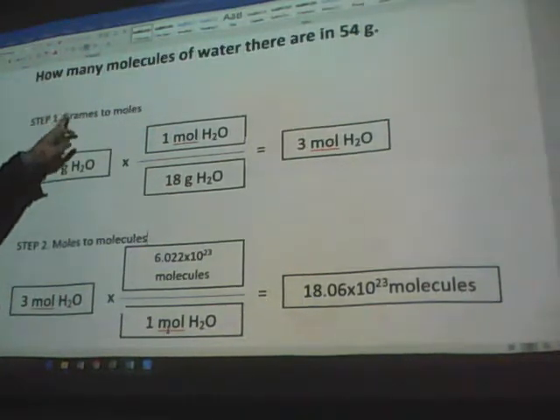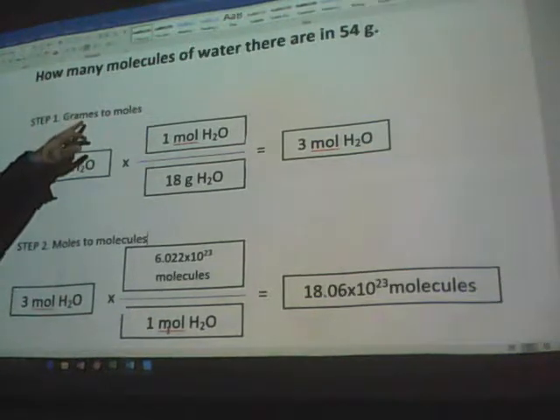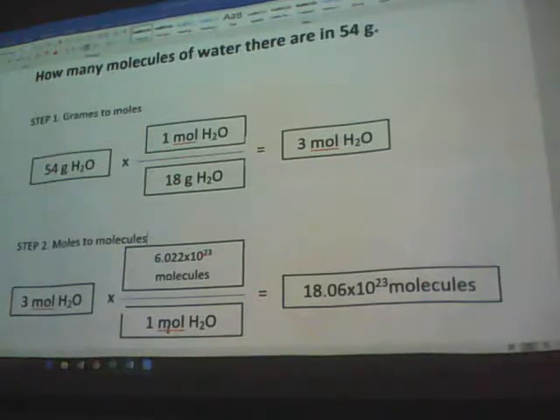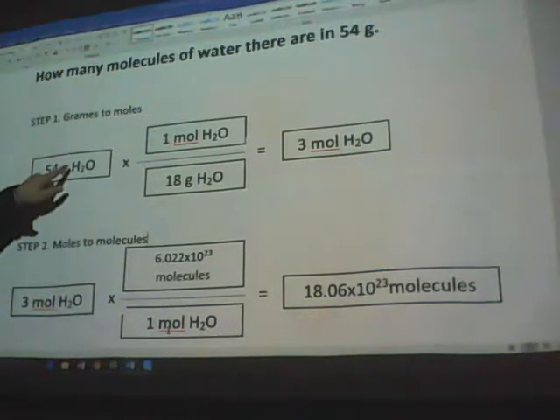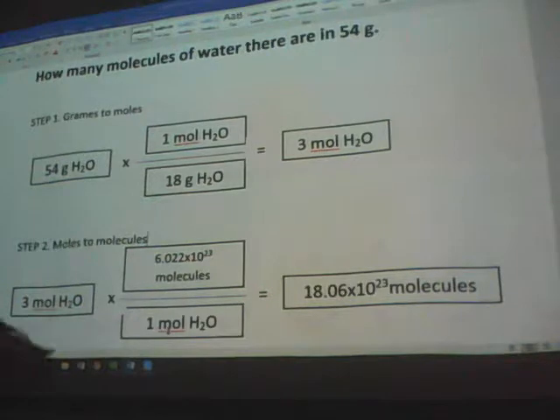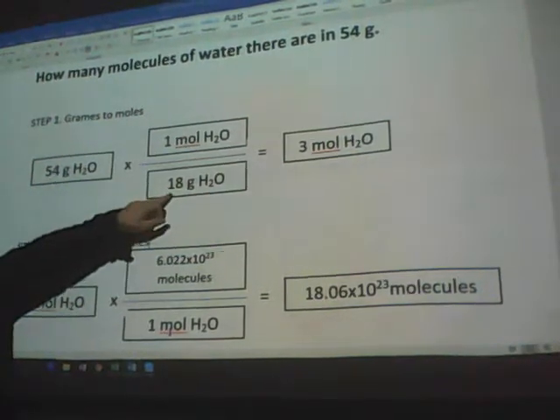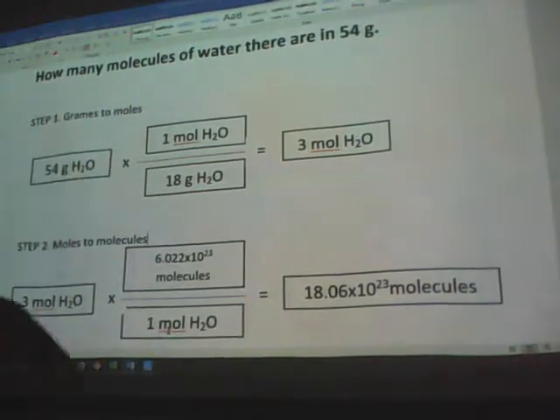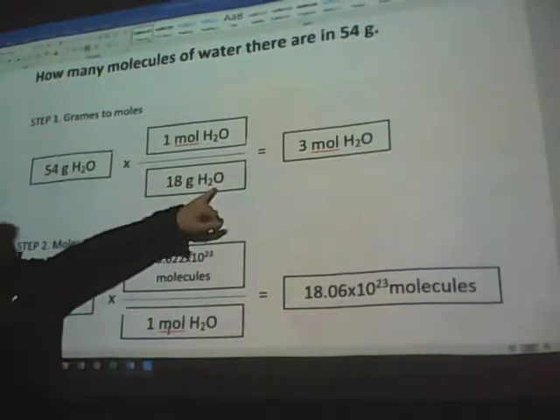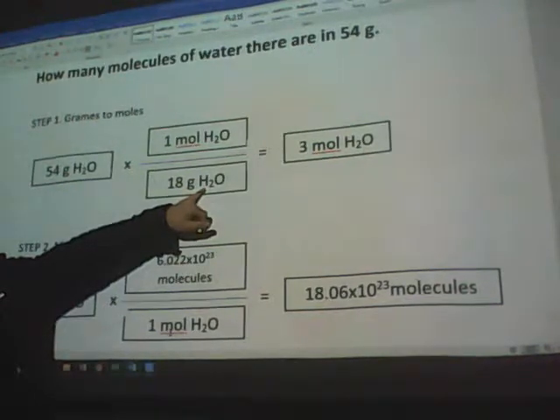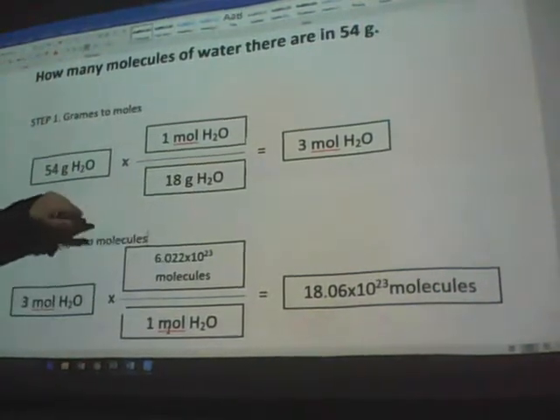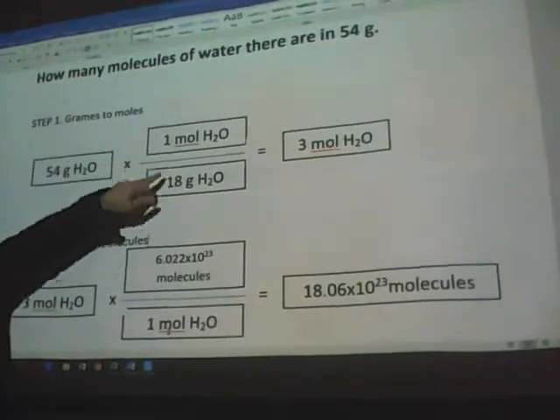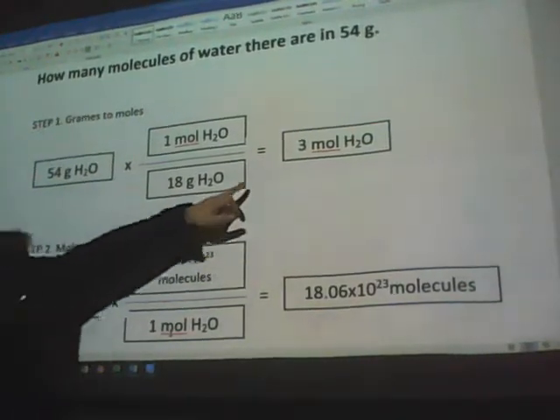How many molecules of water are there in 54 grams? You have to do two calculations. The first one is to convert grams into moles. You have to calculate the molecular mass, which you know how to do because for water it's very easy. For water it would be oxygen 16 plus 2 hydrogens 18, okay? So I multiply 54, that is the mass, by 1 mole divided by 18 grams and I get 3 moles.